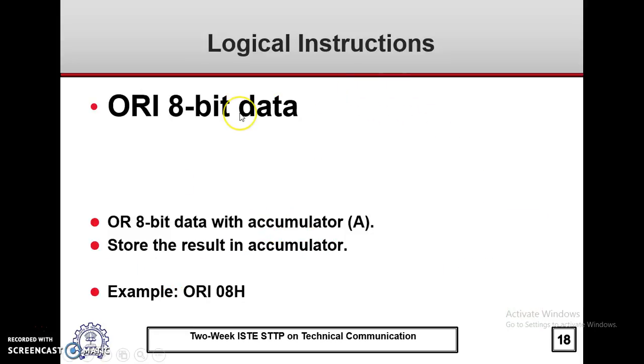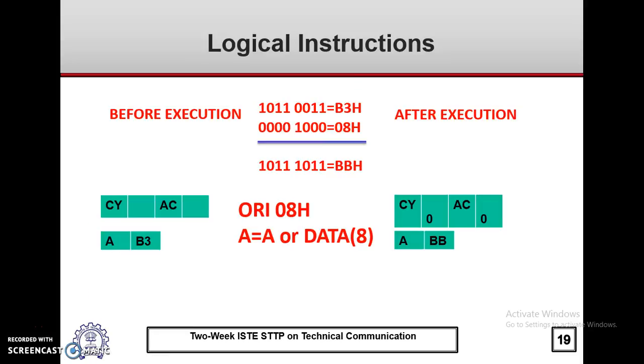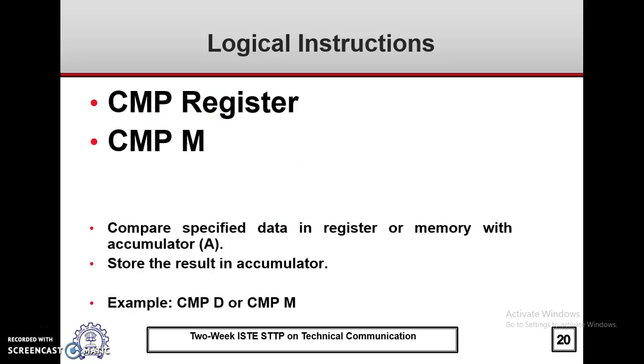ORI 8-bit: ORing of 8-bit data with the content of the accumulator. Now this is the result, or say example. In this example, ORI 08. 08 is data which is now ORed with the content of accumulator B3, and this is the result, which is now available at register A, the accumulator.